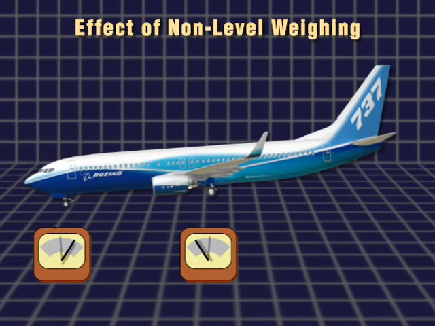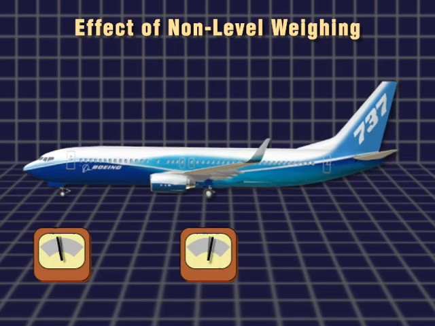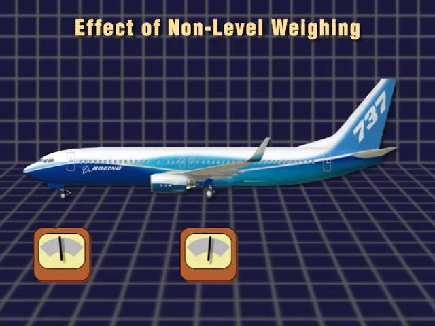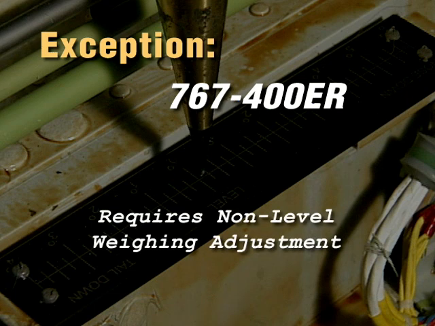Also, note that with the 767-400ER, it is not possible to level the airplane to 0 degrees. This model always requires another level weighing adjustment to be applied to the scale calculated CG.